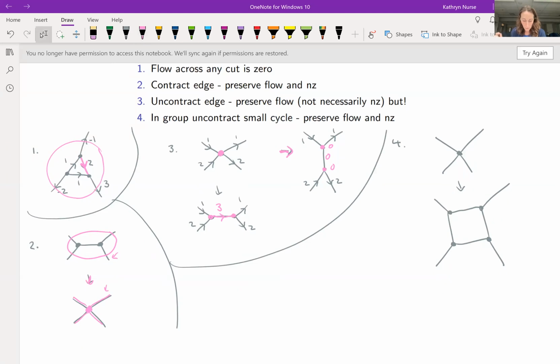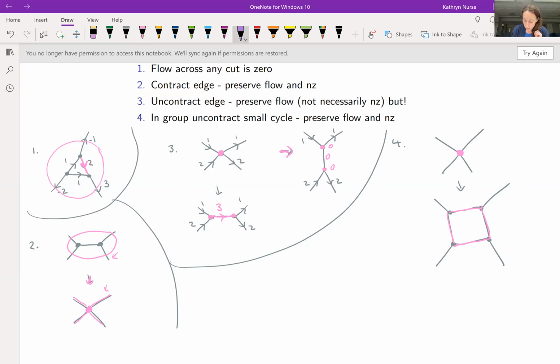Okay, and then there's kind of the saving grace that you get. Actually, if you contract a small cycle, if the cycle has size smaller than the size of your group, then you can always fix things so that you preserve the nowhere 0 property. So over here, I want to uncontract this vertex into a cycle of length 4. So I get this one, and I didn't draw any numbers. I uncontract. I know I can write down values so that I get something that's a flow, but I'm in trouble if I get a 0.